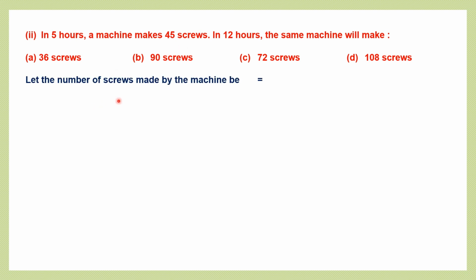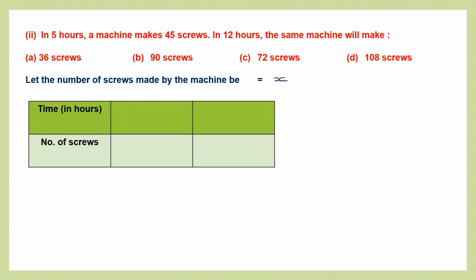So let the number of screws made by the machine be x. We don't know. This is what we're going to find out. Let that be x. So let's have a table. So in the table, we make columns like this. So the first one is the time in hours, and then we have the number of screws made.